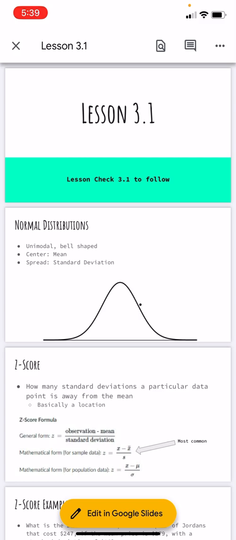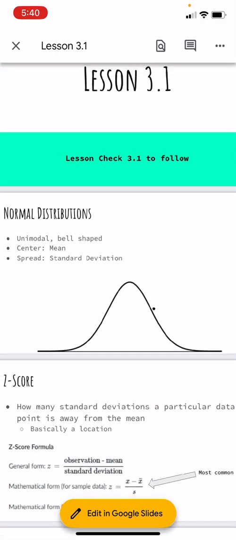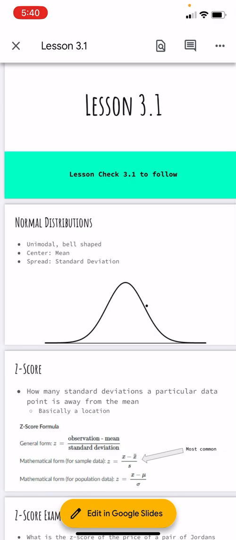So lesson 3.1, the first slide is talking about normal distributions. This only works in normal distributions, okay? I know we talk about skewed distributions a lot too, but this math we're about to apply only works in normal distributions. I don't know what this random dot is on the curve right there, but just ignore it. A normal distribution is unimodal or bell-shaped, and as we talked about on the test yesterday, in a normal distribution, the center is the mean and the spread is the standard deviation.